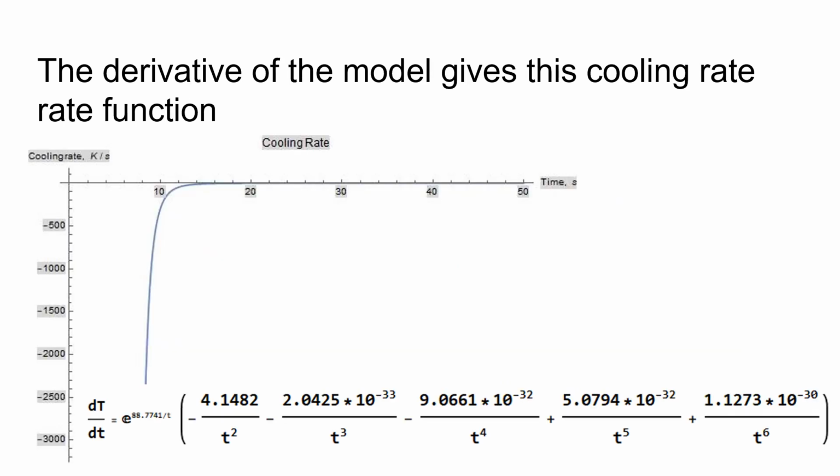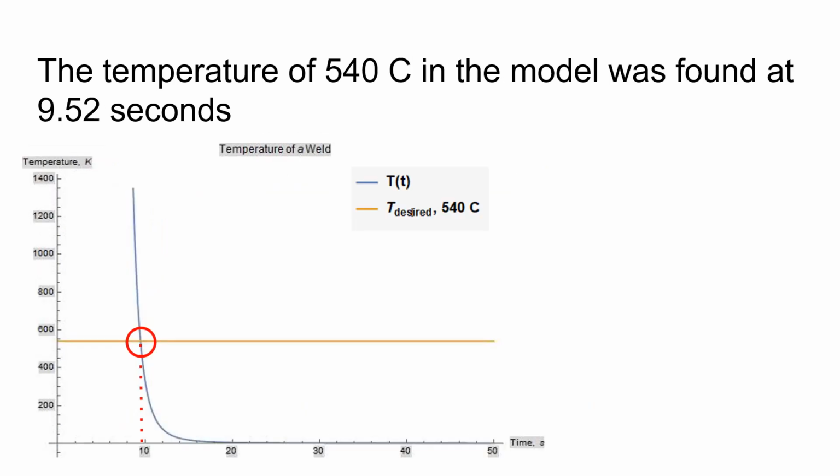When we take the derivative of our function with respect to time, the result is the cooling rate as a function of time. To find the time at which we need to look to observe the desired cooling rate, we found the time at which 540 degrees Celsius was reached, which in this case was 9.52 seconds.